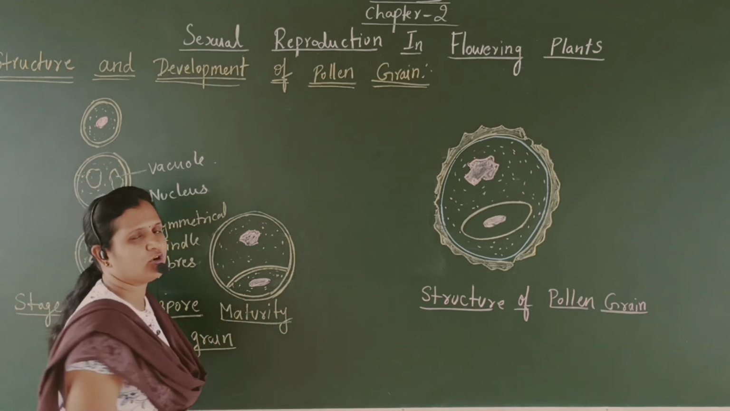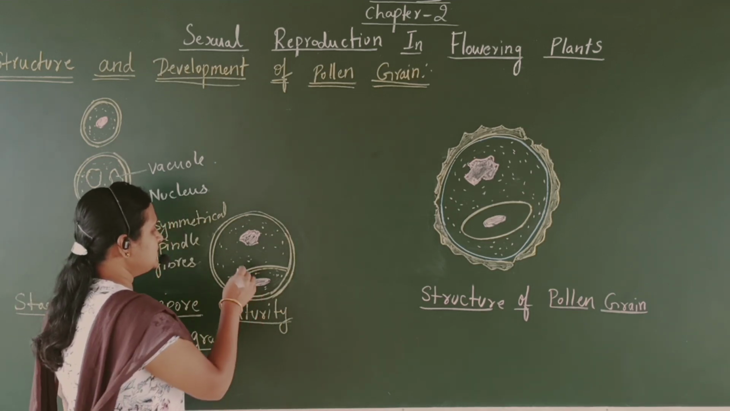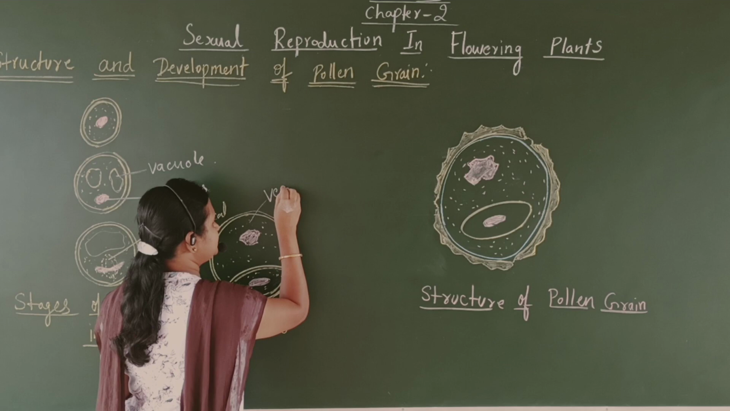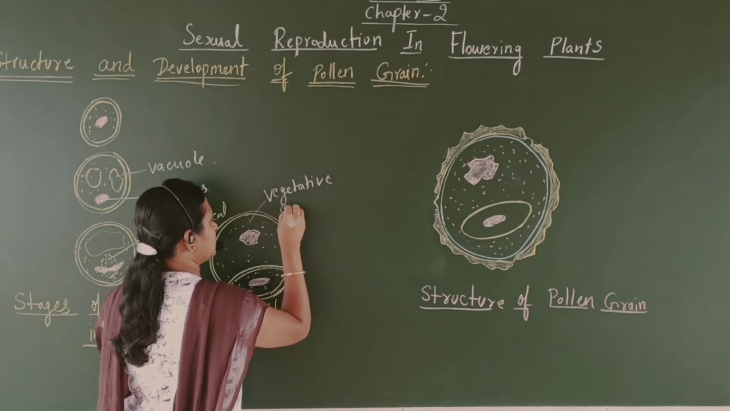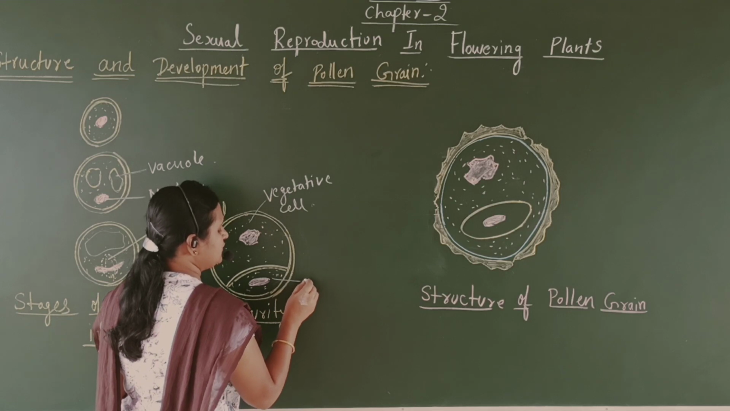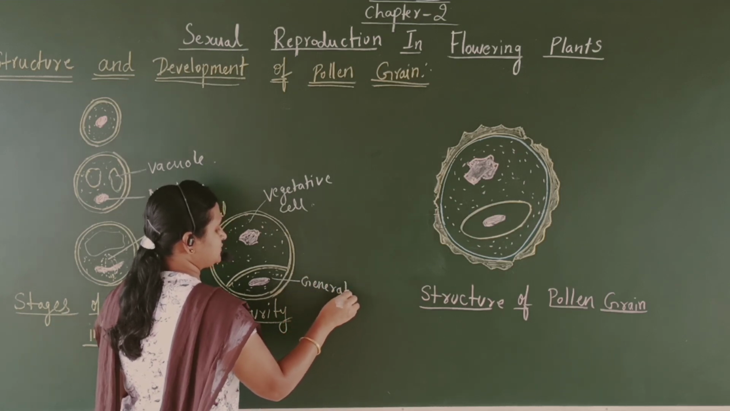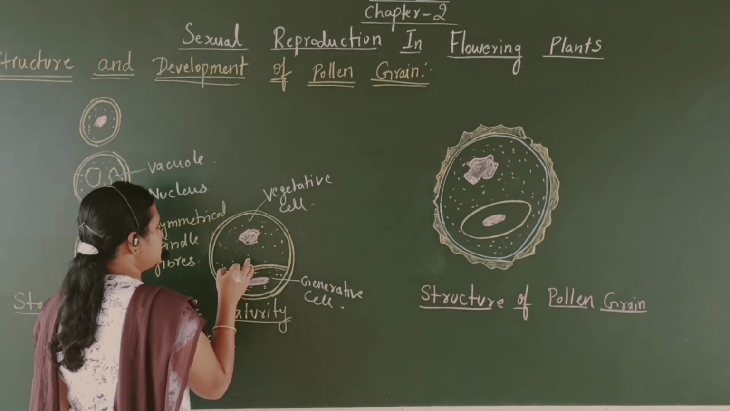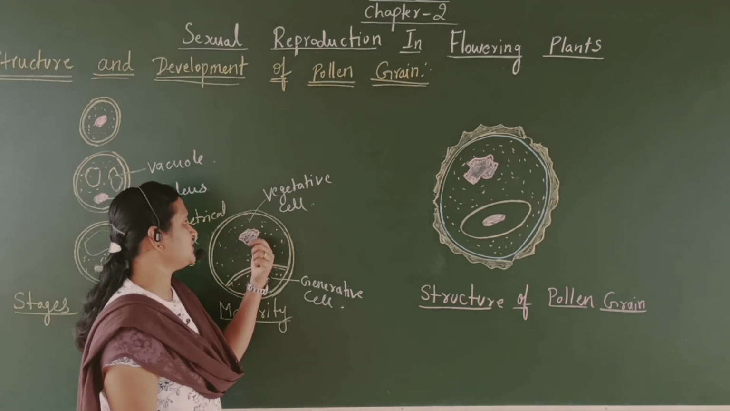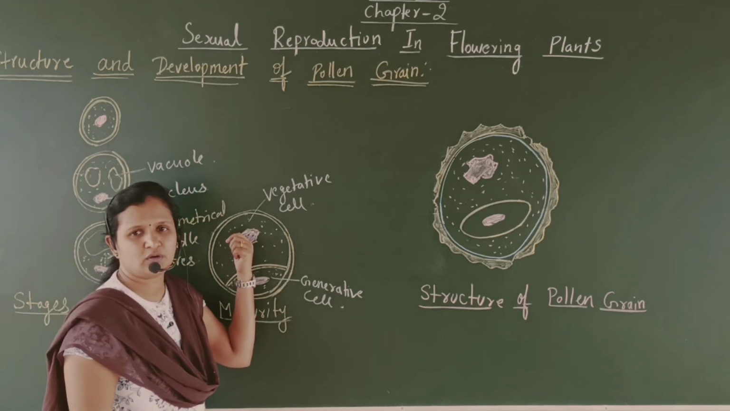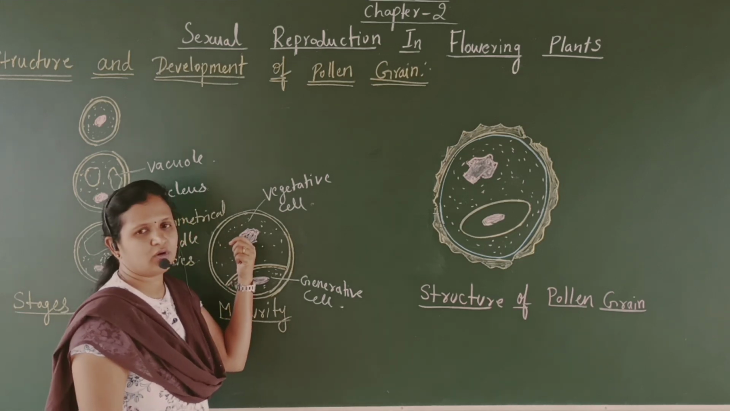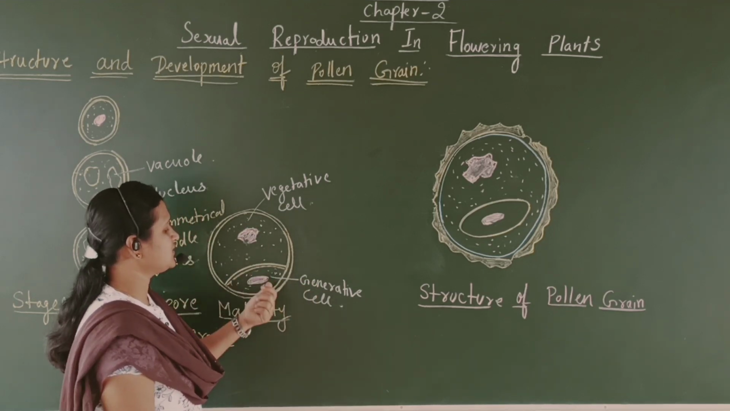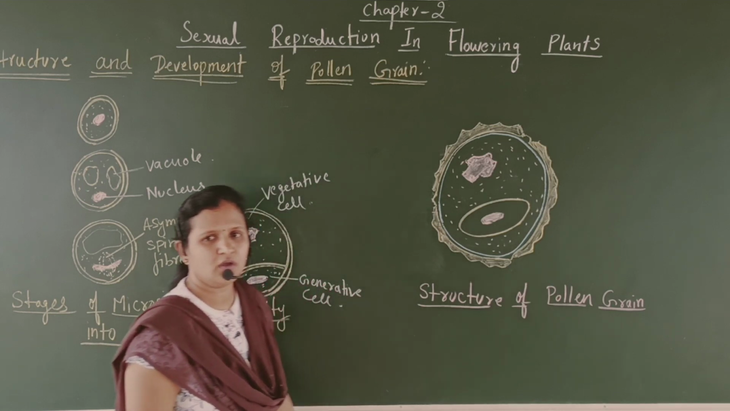As a result of these asymmetrical spindle fibers, two cells will be formed in the microspore. One cell will be bigger in size, which is called the vegetative cell, and the other will be smaller, which is called the generative cell. These two cells are formed as a result of the mitotic division. The bigger vegetative cell has a nucleus called the vegetative nucleus, also called the tube cell, and the generative cell is the smaller cell. Let me discuss this in detail when we take up the structure of the pollen grain.